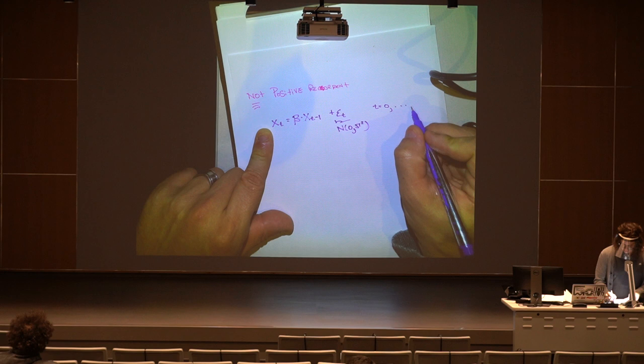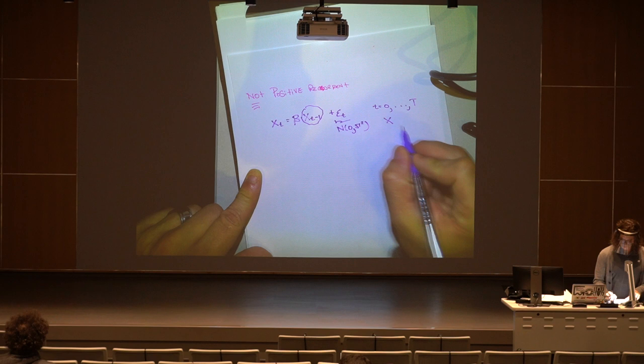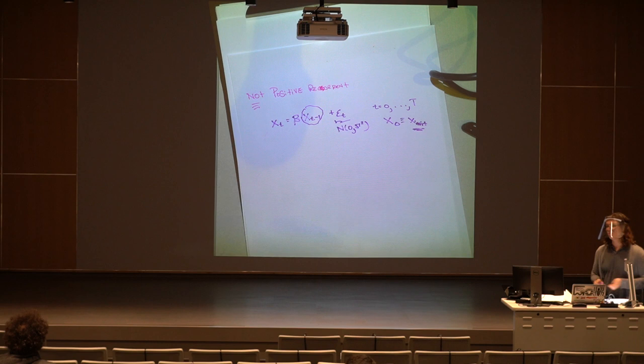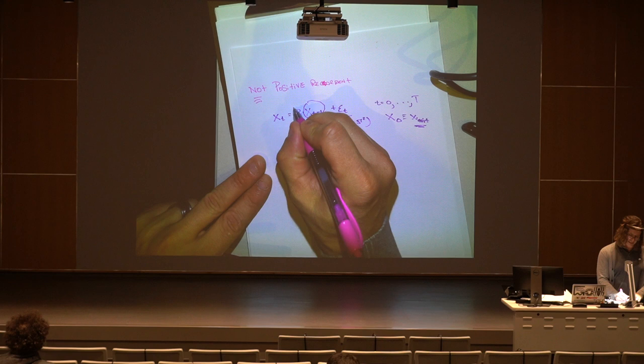Of course, you will need to initialize this if you're going to run this. So you'll need to take x_0 and set it equal to something. So I'll just say x initializer. You need to initialize everything to kick it off. Sometimes this is a positive recurrent thing, and sometimes it's not. It depends on what this is right here.